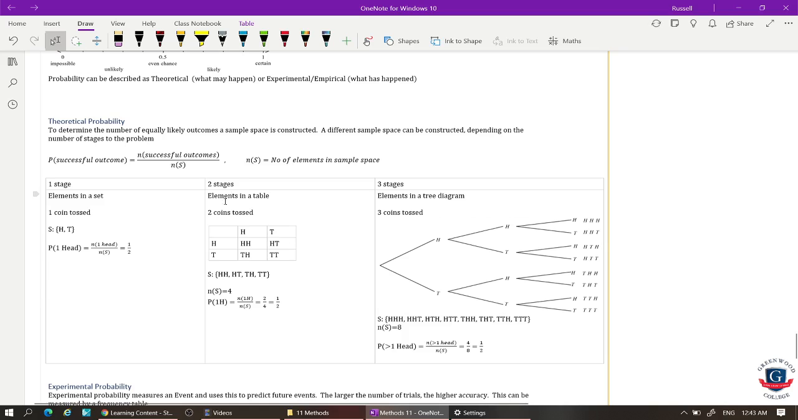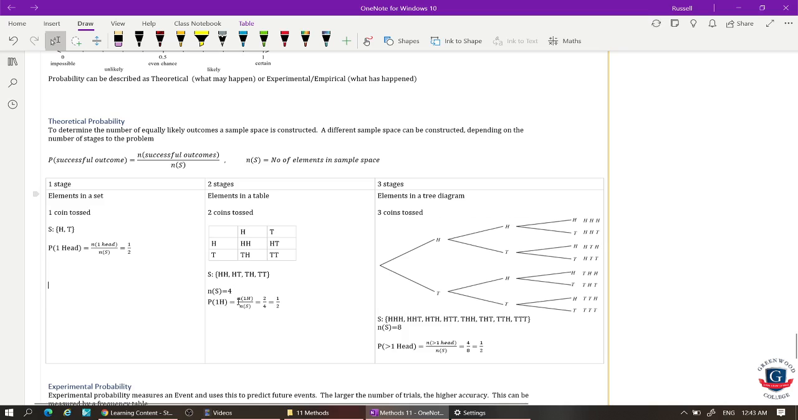If we have two things happening, in this case we've got 2 coins tossed, that might be the first coin, that might be the second coin. We have a sample space here, and we can then rewrite that in a list if we want to. The things that are possible if 2 coins are tossed are head, head, head, tail, tail, head, tail, tail. The number of items in our sample space is 4.